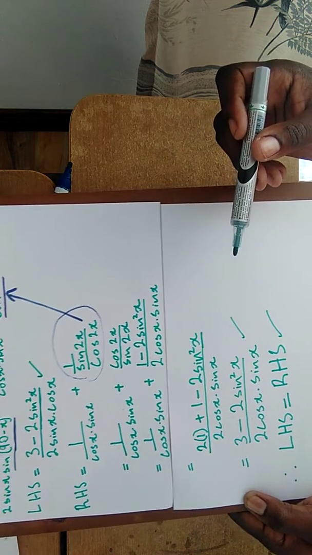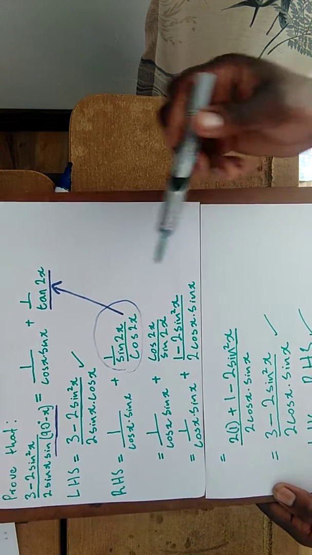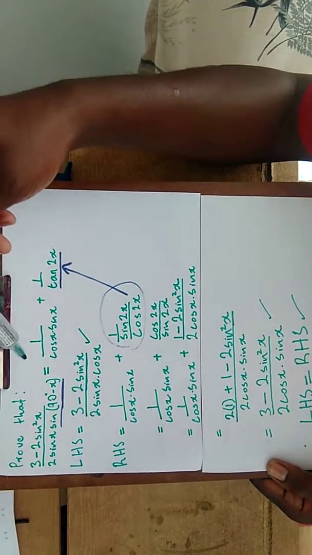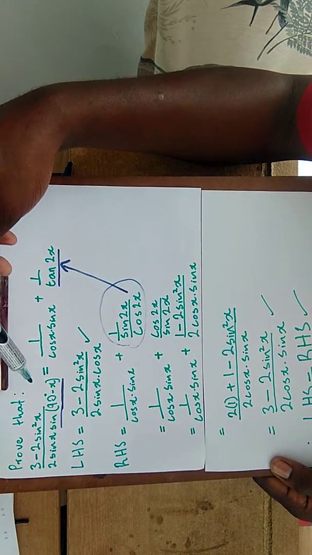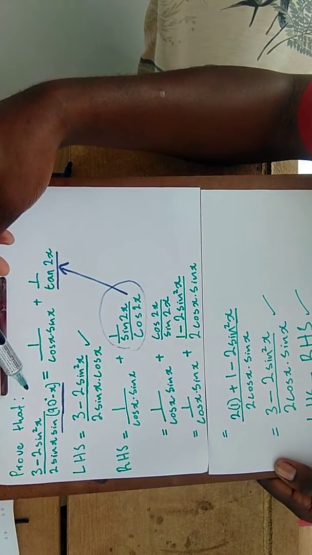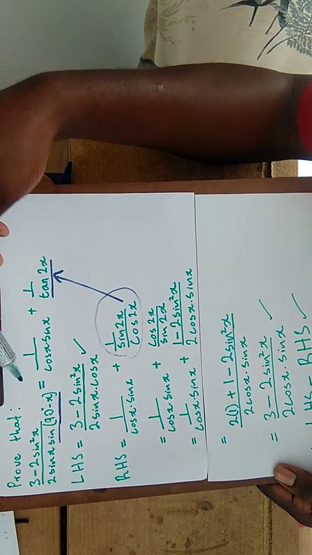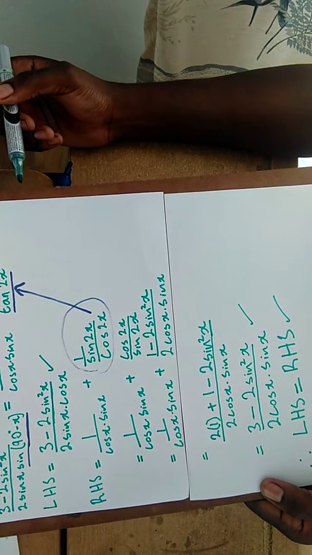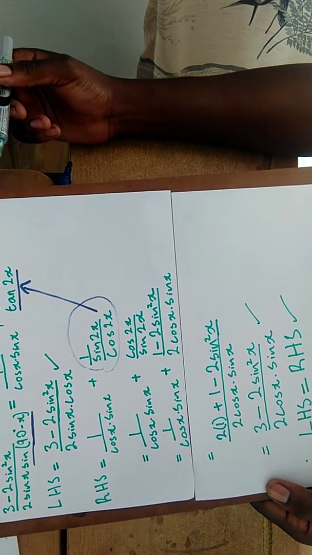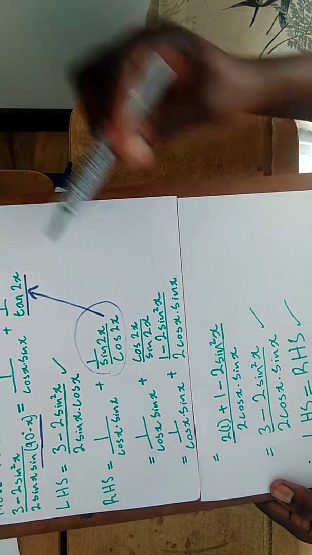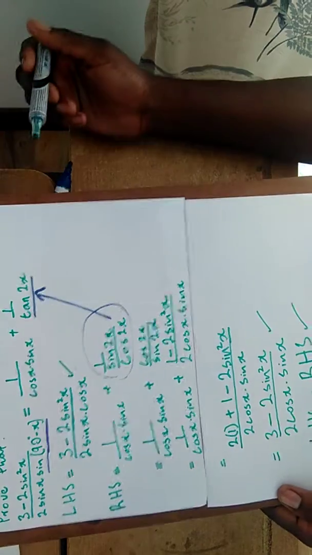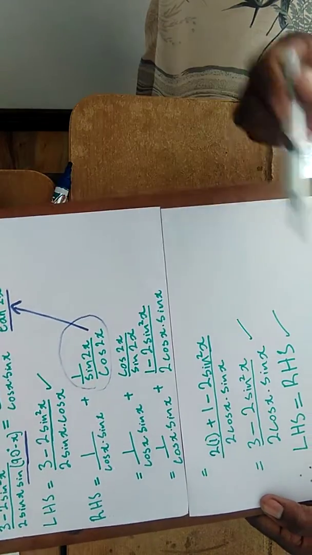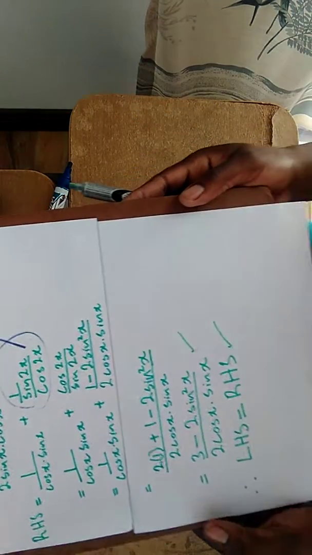Right. Thank you very much. Don't forget, sometimes in the question you may not have to work on your left hand side, but always check the side which is most complicated. Like for this one, our right hand side was the most complicated. Right. Thank you very much. Goodbye.